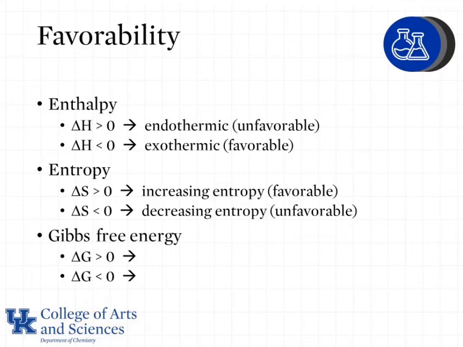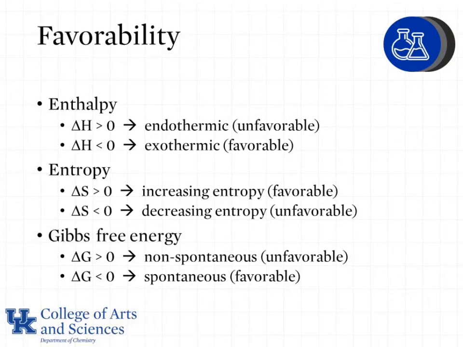For entropy, delta S greater than 0 means increasing entropy, and that is a favorable process which contributes to the overall spontaneity or favorability of a reaction. When delta S is less than 0, we are decreasing the entropy, and that is unfavorable. Nature tends to go towards an increase in entropy. When delta G is greater than 0, this is a non-spontaneous reaction, and it's considered to be unfavorable. Delta G less than 0 is spontaneous and would be considered a favorable process or reaction.